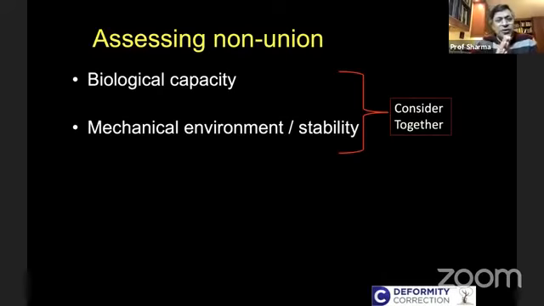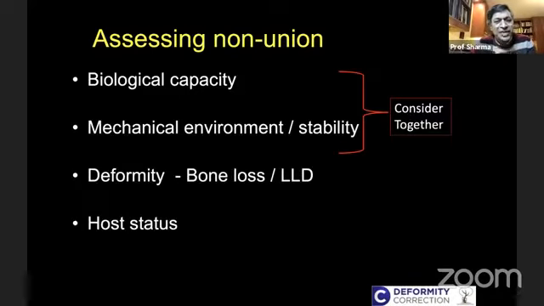And when you assess a non-union, I want you to start from the very basics. Now, you can go to Perren's theory and look at the strain value. But ultimately, if you look at the larger picture, there are two things you need to assess. One is the biological capacity: do you think this non-union can unite? And two, is there any stability, or is there an instability, or is there too much stability? Along with that, something which helps you plan your treatment is the deformity, bone loss, etc.